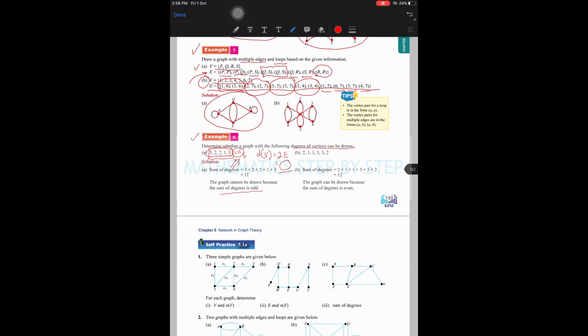Okay? Then now part B. First of all, let's add them up. 2 plus 1 plus 1 plus 3 plus 3 plus 2, we get 12. Okay? So this graph can be drawn because the sum of degrees is an even number. Okay?